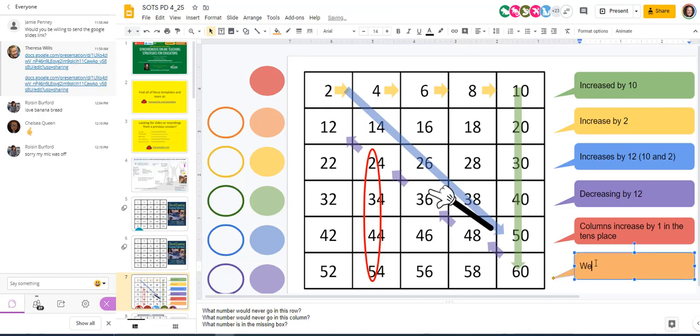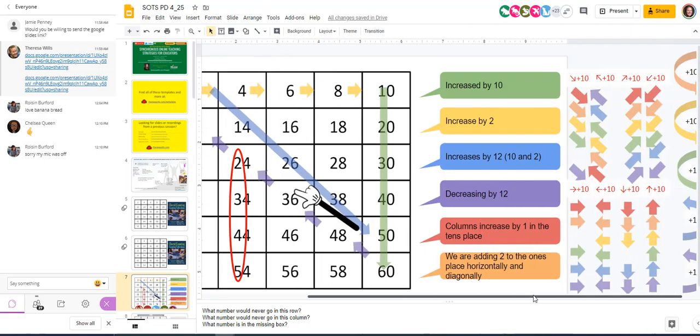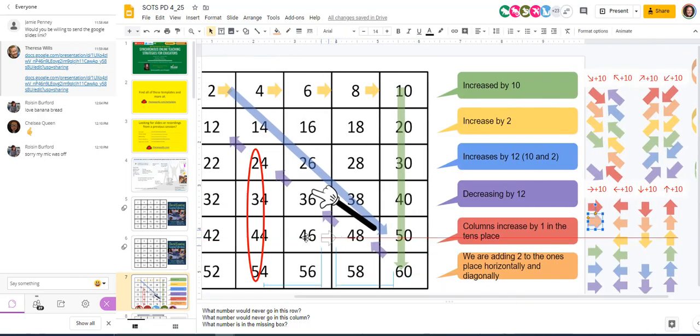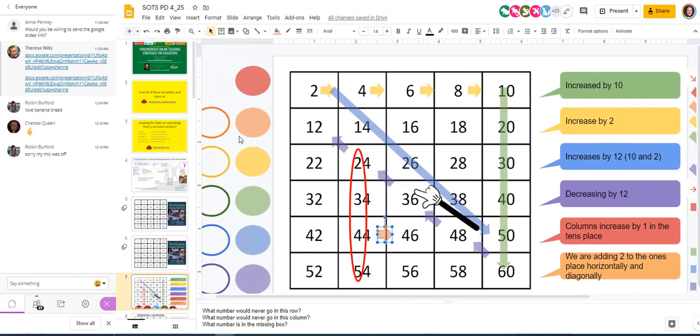Okay, let me try and get your exact words. We are adding 2 to the ones place horizontally. All right, so this is going to be an interesting one to show here. So we're adding 2 to the ones place. I might even circle these ones places to make it really obvious what we're talking about. Am I highlighting it the way that you're describing it?